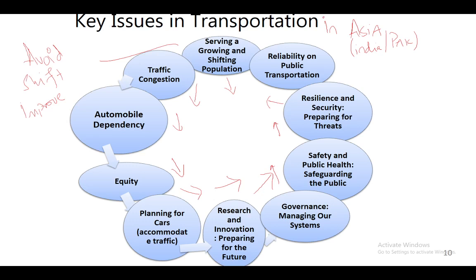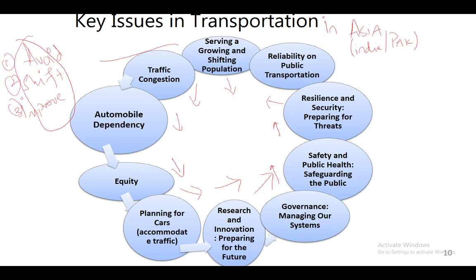wide shift and improved system? The simple question is, the transportation planner and the administration need to ask themselves about the plan which they are going to present or launch or build: is it the one through which we can use the strategy of a wide shift and improve?